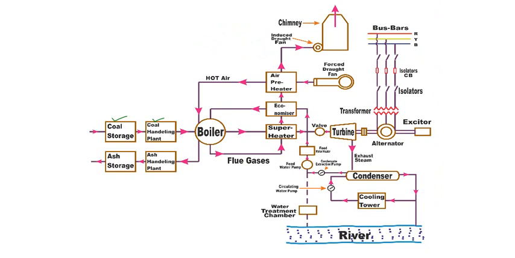Then it is burned in the furnace. The furnace is available in the boiler. Heat energy from the furnace is used by the boiler to convert water into high pressure steam, which is further superheated by the superheater. The superheated steam is passed to the turbine. After that, it rotates the turbine blades, and the heat energy is converted into mechanical energy.